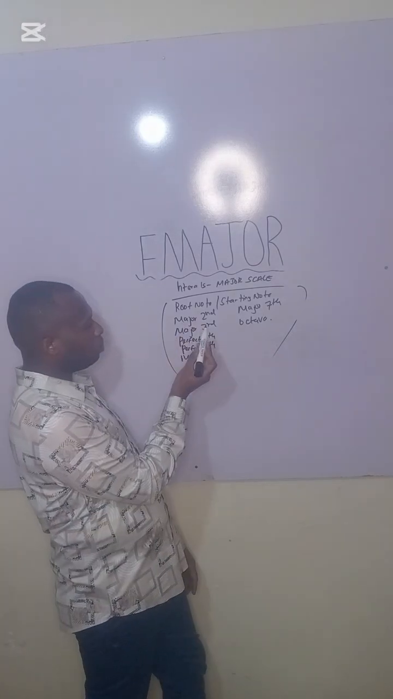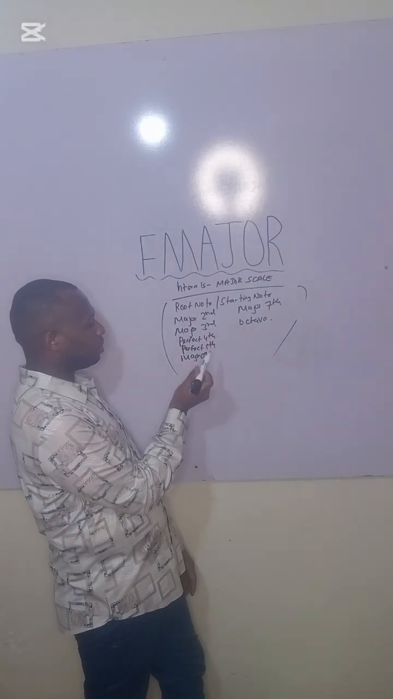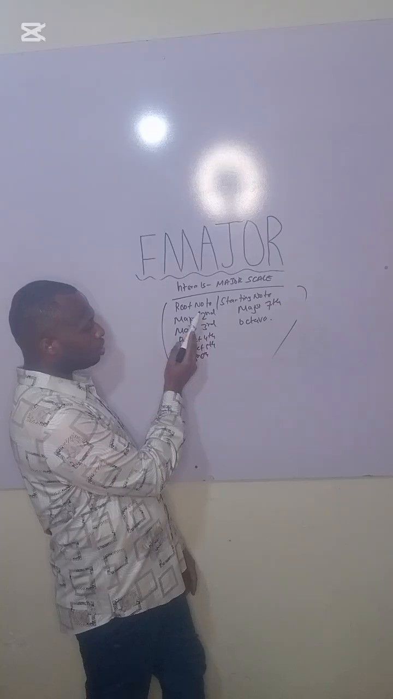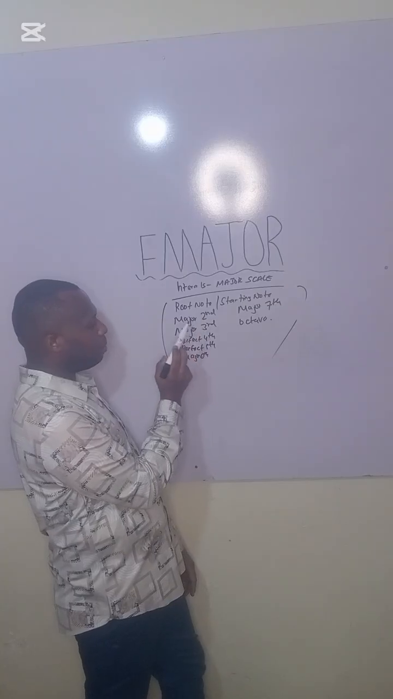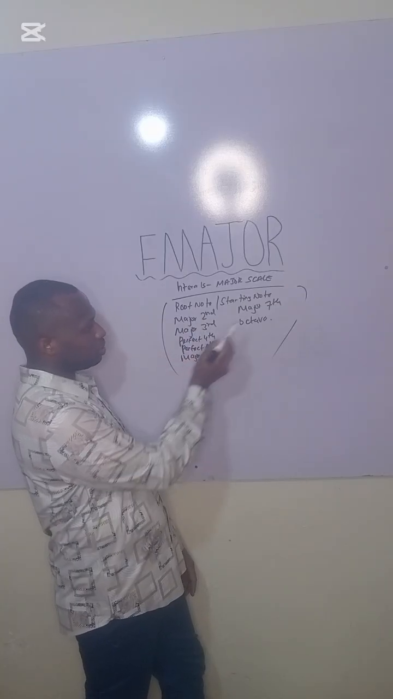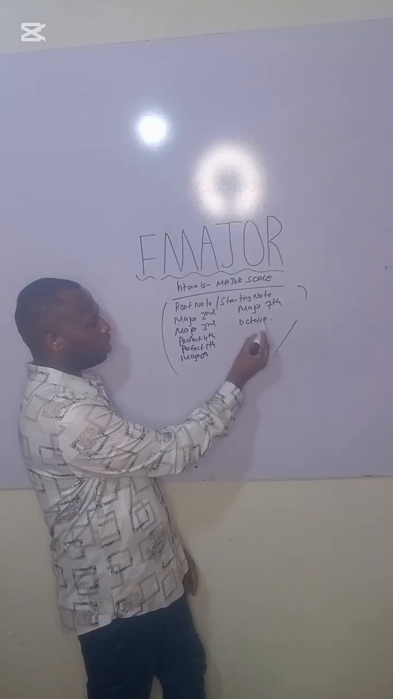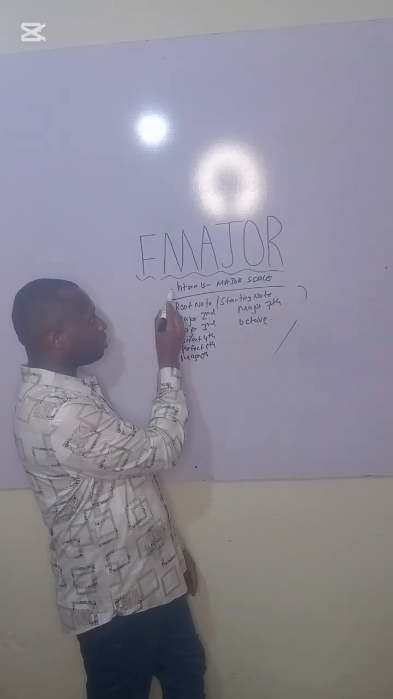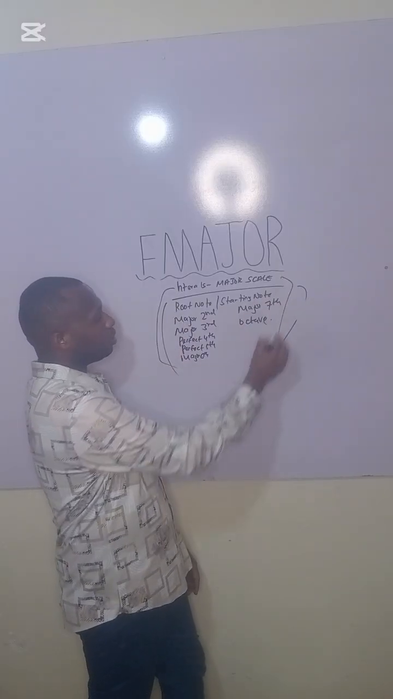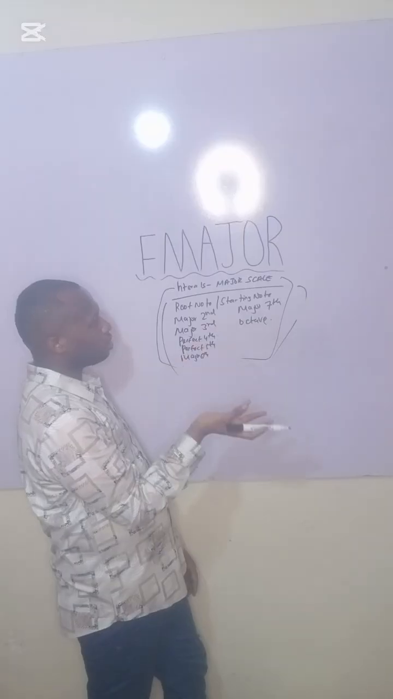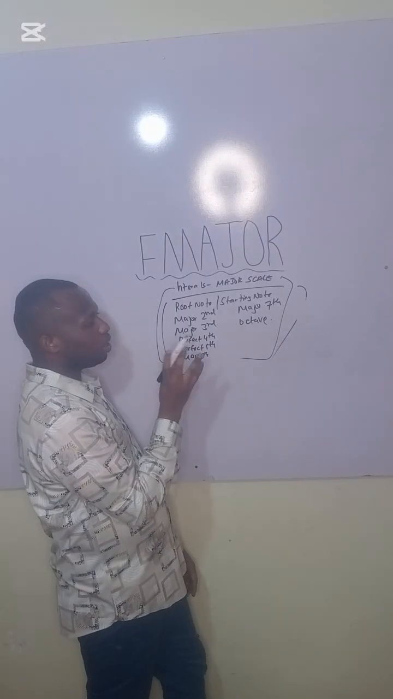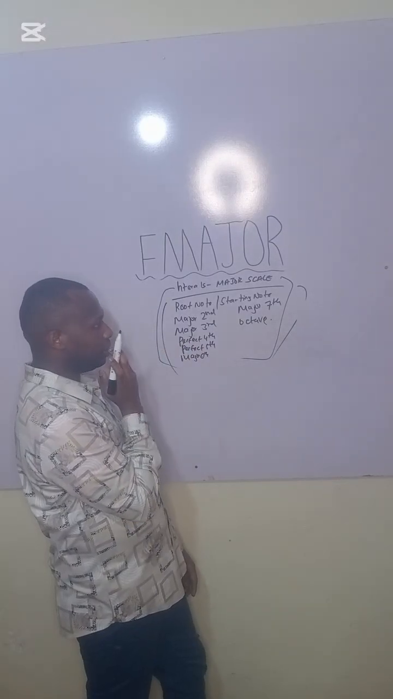Root note, major second, major third, perfect fourth, perfect fifth, major sixth, major seventh, then back to the octave. So guys, the reason I'm teaching you these intervals is because an interval is the relationship between notes. And once you understand intervals, when it comes to making music, it's going to be very easy.